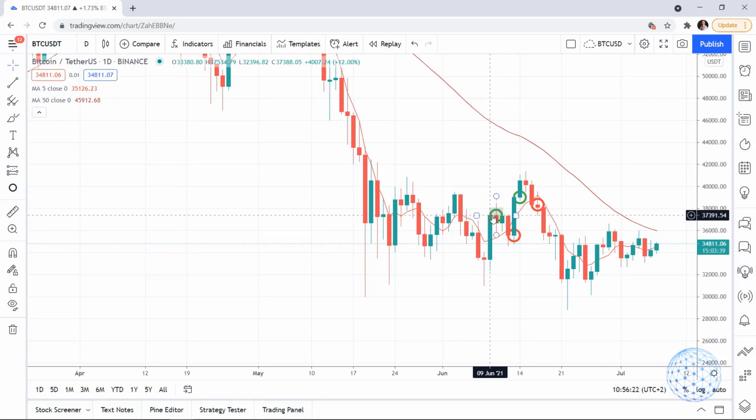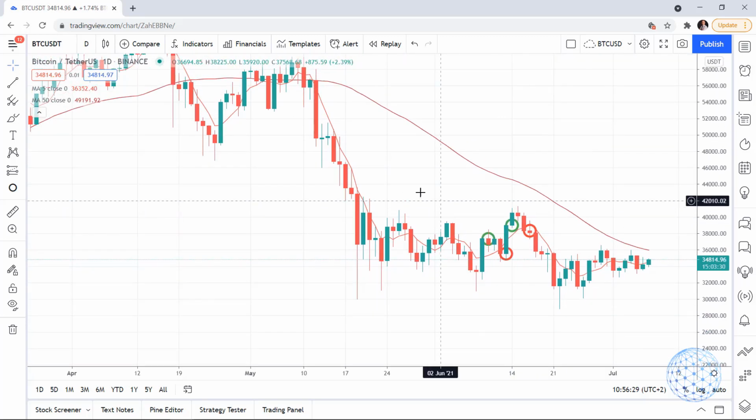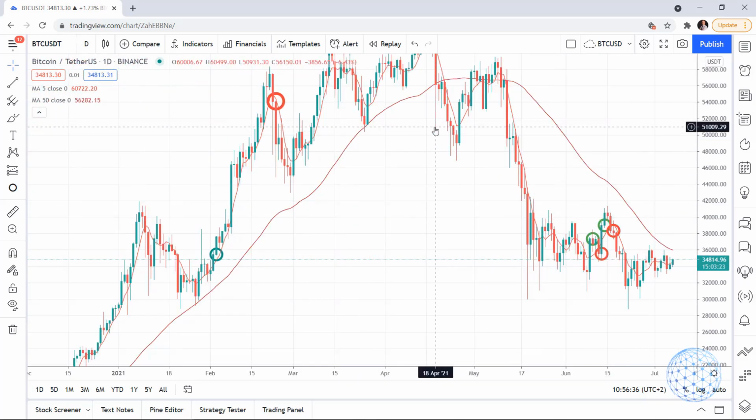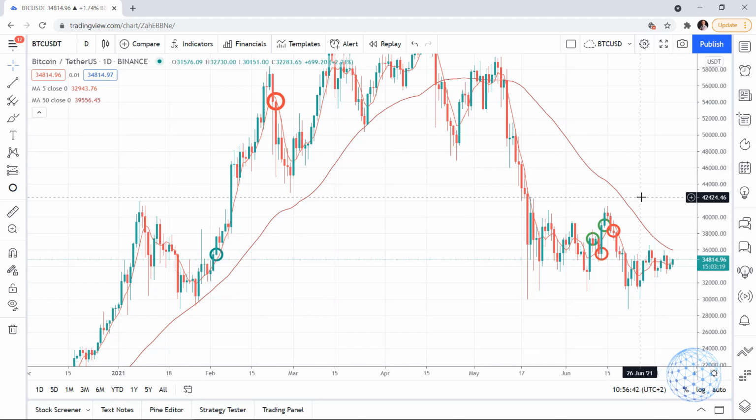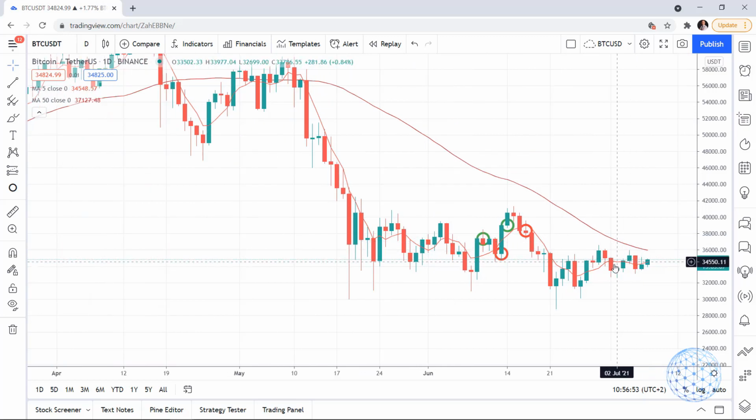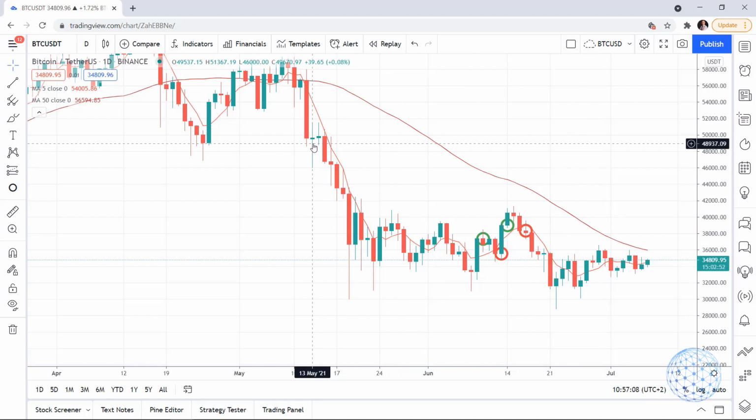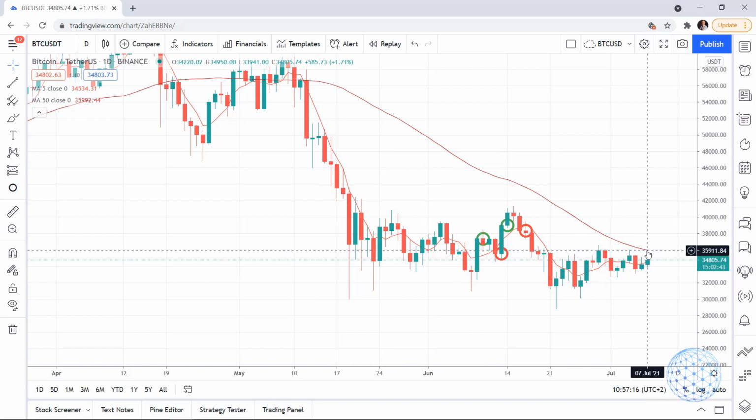Okay, we are not buying Bitcoin right here and selling it right here, not buying it here and selling it right here, because the 50 moving average is showing a downtrend. And why the 5 and 50 moving averages look different is because they are calculated based on different periods. The 50 moving average uses the closing prices of the last 50 days, summarizes them and then divides them by 50. So it gives us the average price for the last 50 days.